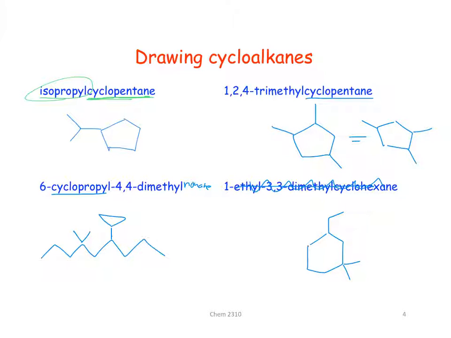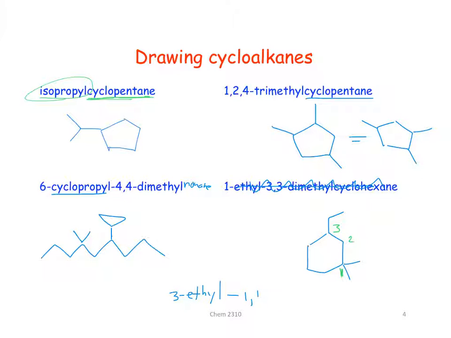Okay, remember it's about numbering. So we want to number at the group that gives us the lowest second number. If we number from here, then that actually puts the second group at number 1 as well. So 1, 2, 3. All right, so the correct name here should be 1. No, it's still going to put the ethyl out in front though. 3-ethyl.